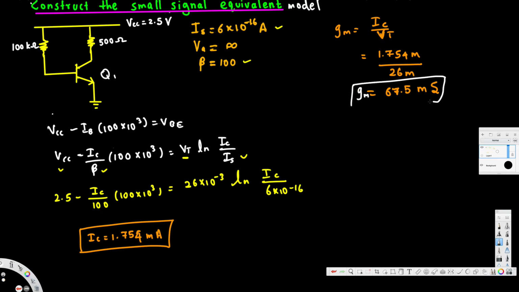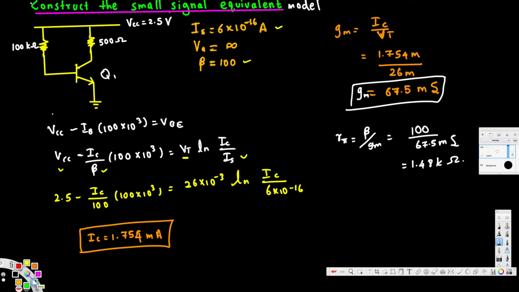Now next thing is we are going to find out Rπ. Rπ is equal to beta over gm. Beta is 100 divided by 67.5 millisiemens. That's going to be 1.48 kilo ohm. Now we have all the values. We just have to draw the circuit.